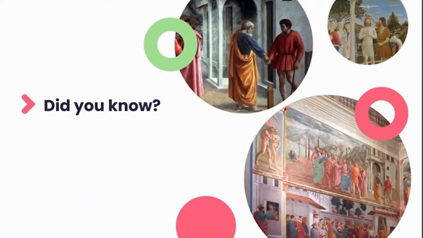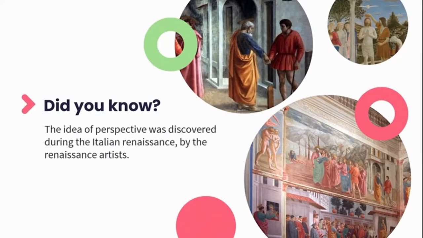Did you know the idea of perspective was something that had to be discovered during the Italian Renaissance by Renaissance artists? Yes, it was discovered. So we can give thanks to the Renaissance period and these artists, as they were not only masters of art and sculpture, but also proficient in mathematics, and this is where the law of perception and perspective was discovered.